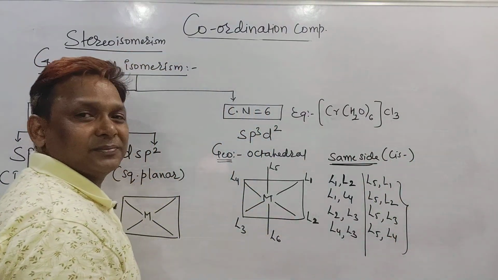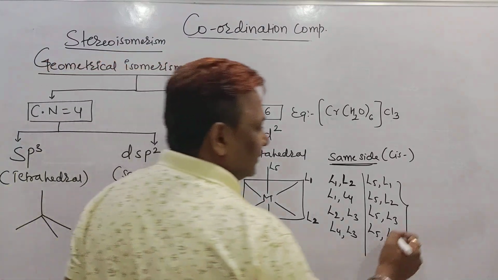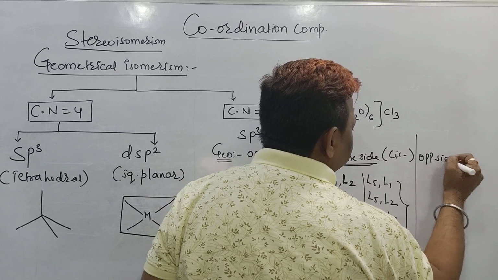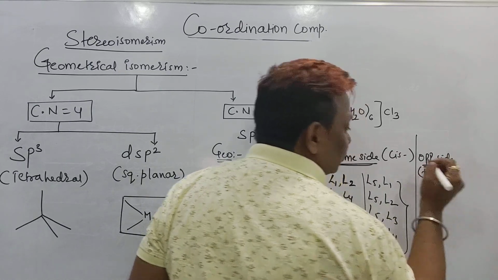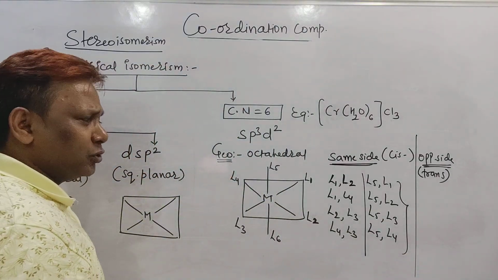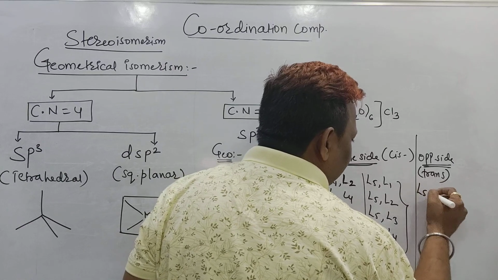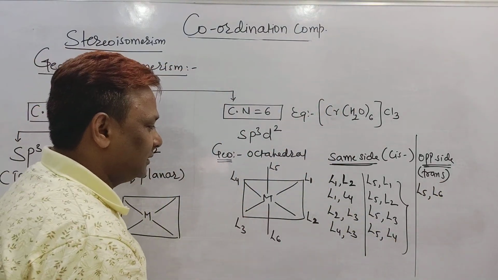Cis isomers. Sir, what about trans? So check, trans also I will try. Sir, the ligand which is on the opposite side will be called trans isomers. Let me show you. L5 and L6 are opposite. Yes sir, L5 and L6 are the opposite, trans isomers.